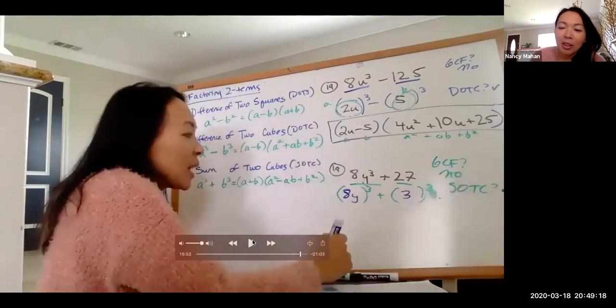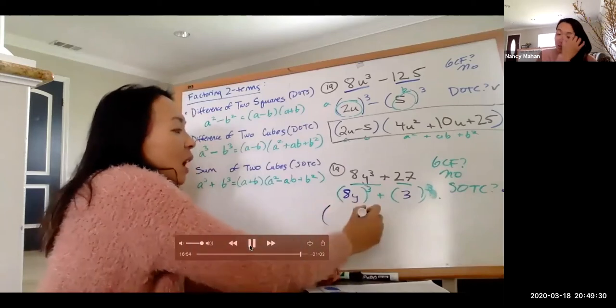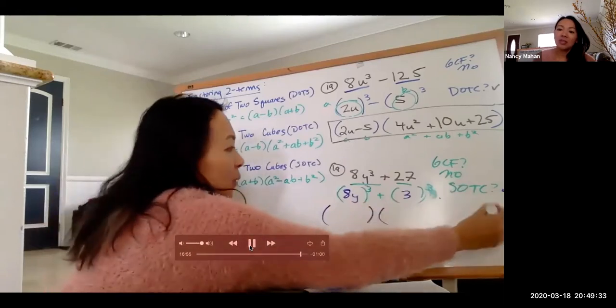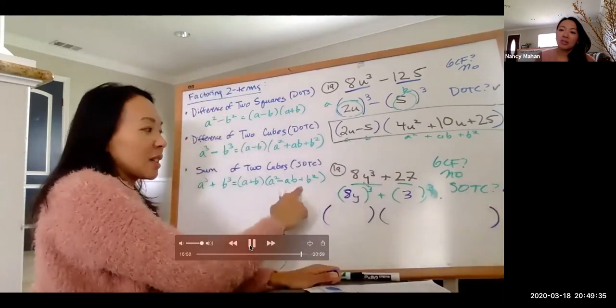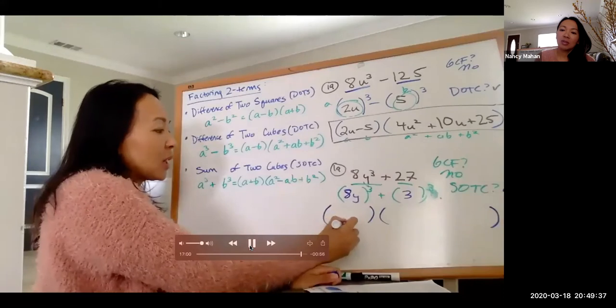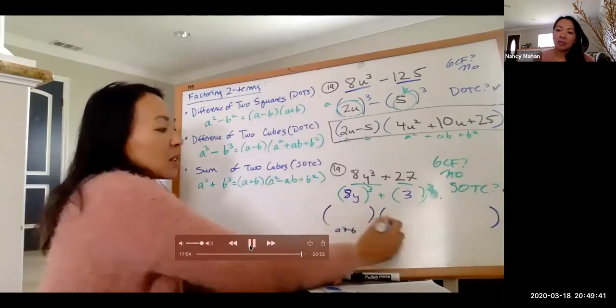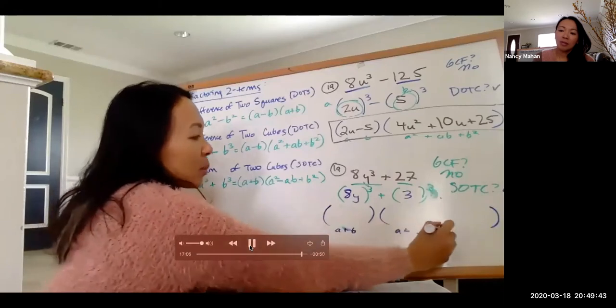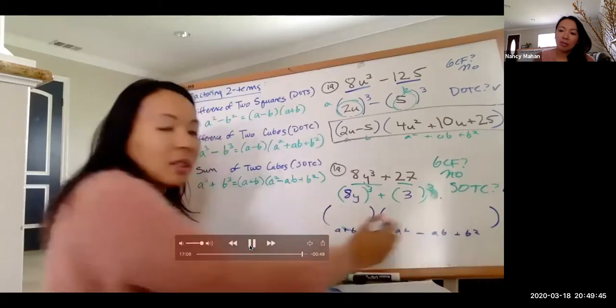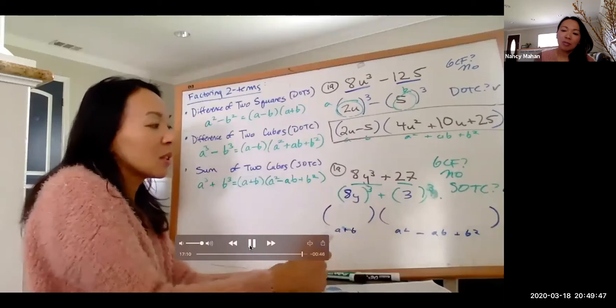Okay, real quick, I just noticed I made a mistake. It's not supposed to be 8y. It's supposed to be 2y. So 2y. Okay, so teachers make mistakes as well. For a softica, I am going to use the formula for softica, which is a plus b times a squared minus ab plus b squared. That's the formula that I'm going to use to factor it.